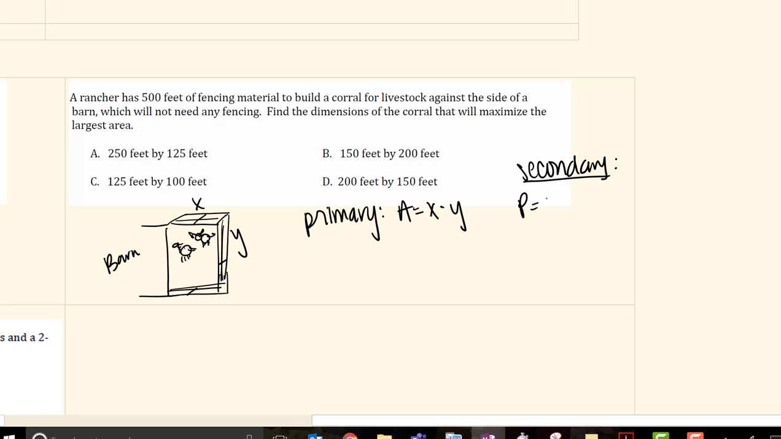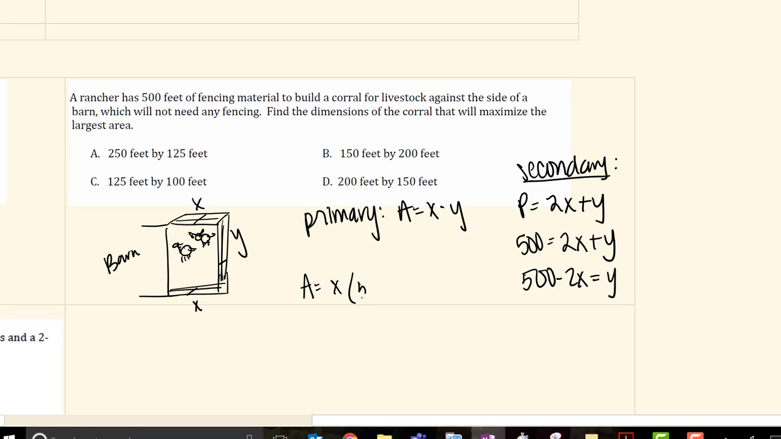So that perimeter in this case is just 2x plus y, because we have 2 widths and 1 length. And that entire perimeter is going to be 500. I'm going to solve this for y so everything can be in terms of x. And I get A equals x times (500 minus 2x). When I simplify, this is 500x minus 2x squared.